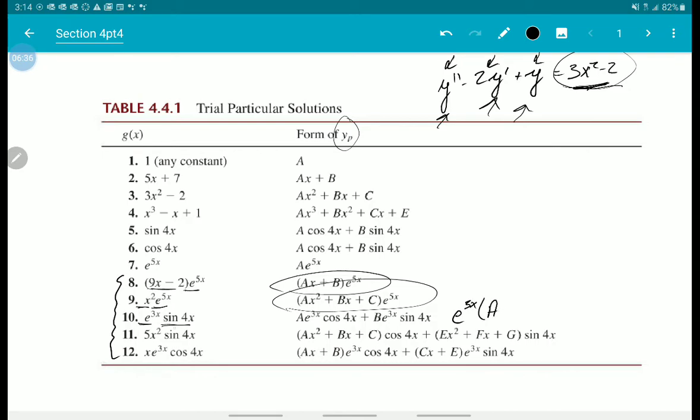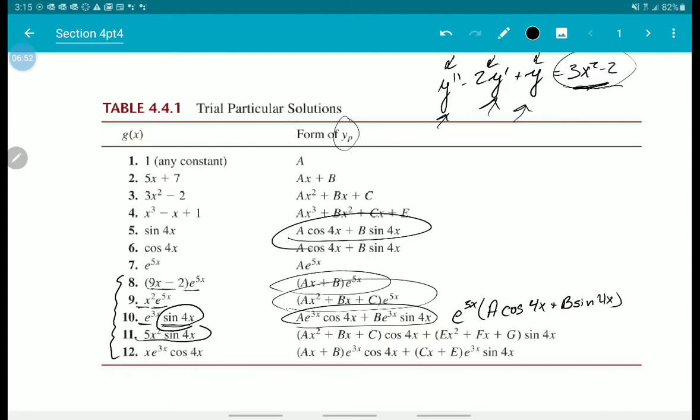times the guess for sine of 4x, which would be a cosine of 4x plus b sine of 4x. And if you were to distribute that, you'll get this piece. The same thing would be true if we have a quadratic times an exponential. You can see how all that's going to distribute out. And if we have a linear times an exponential times a cosine of 4x, we're going to have a linear times an exponential times a cosine plus a linear times an exponential times a sine.